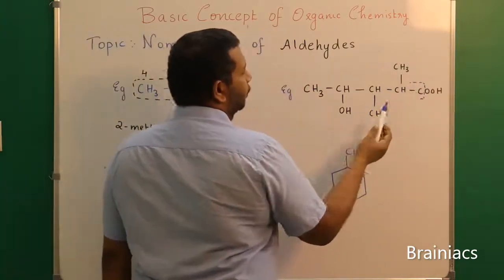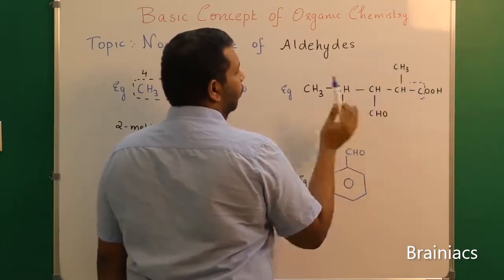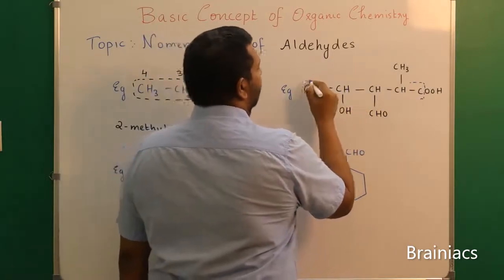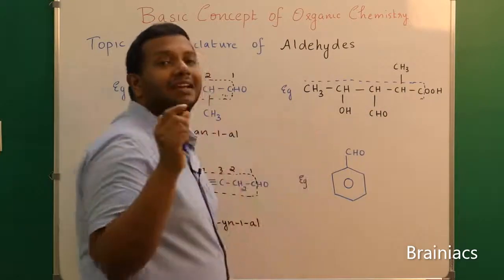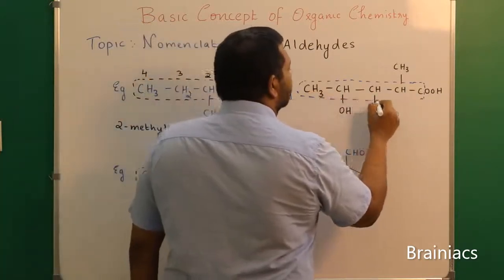Now choose the longest possible path. 1, 2, 3. 3 only. 1, 2, 3, 4. 4 only. 1, 2, 3, 4, 5. Okay, this looks like the longest path. Please remember, now CHO and OH are behaving like just substituents. Okay. So I have included this.